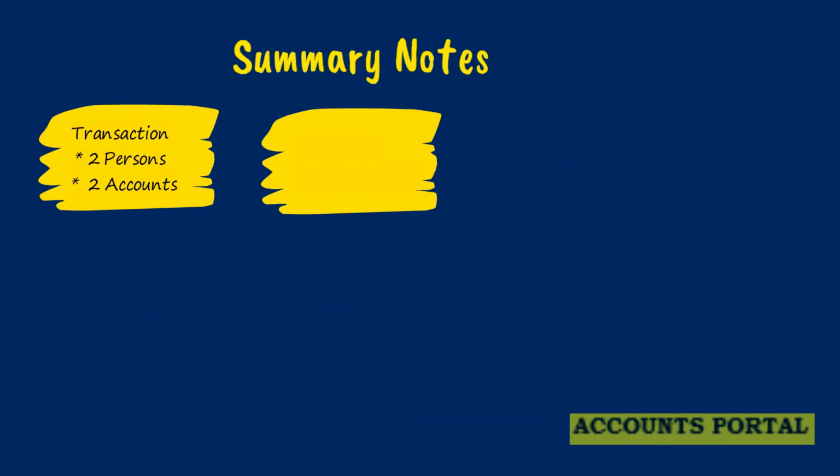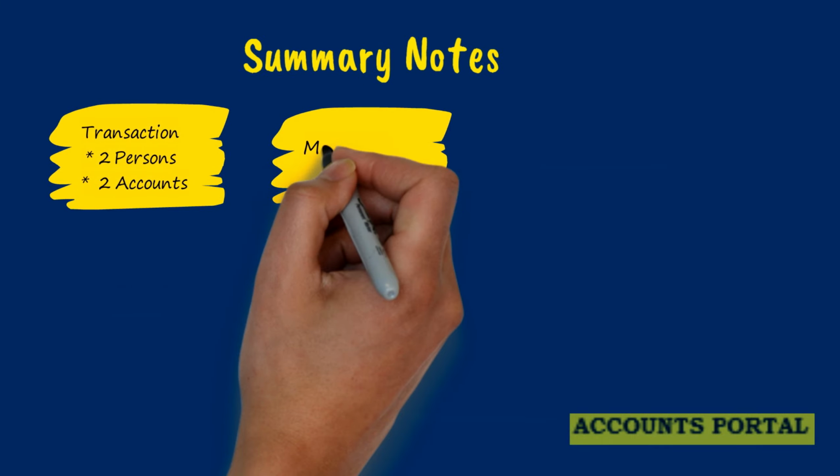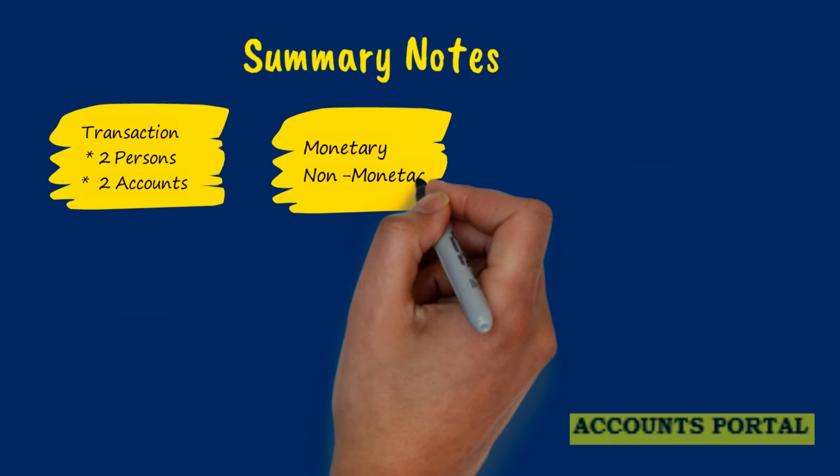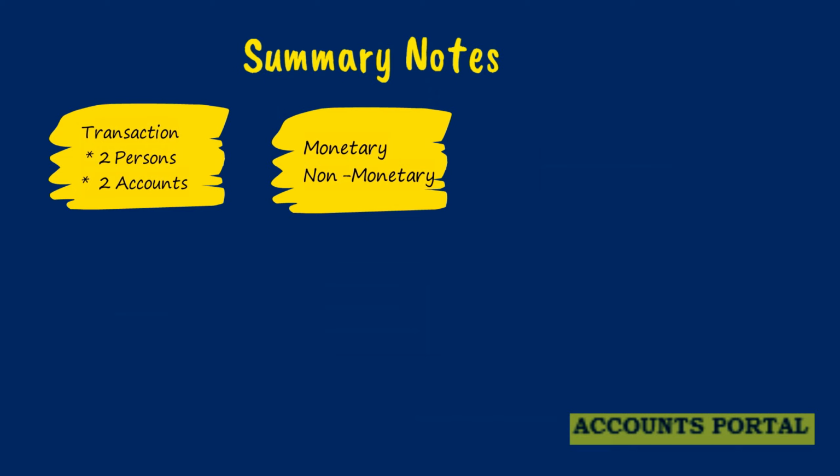In accounts, how many types of transactions are there? There are two types of transaction: monetary transaction and non-monetary transaction. Monetary transaction means which can be measured in terms of money. Non-monetary transaction means which cannot be measured in terms of money. Only monetary transactions are recorded in the books of account. Non-monetary transactions are not recorded in the books of accounts.